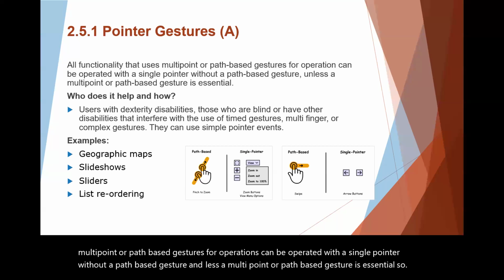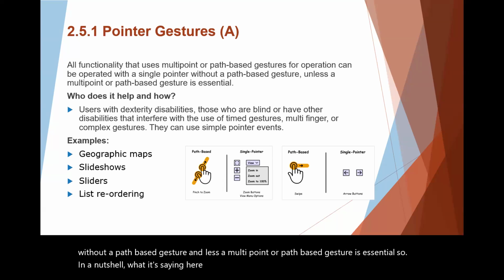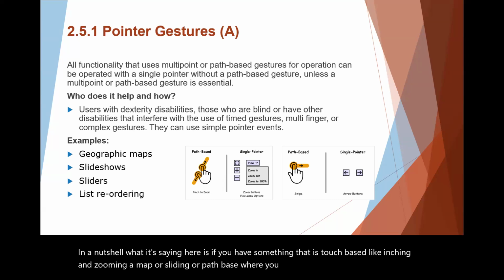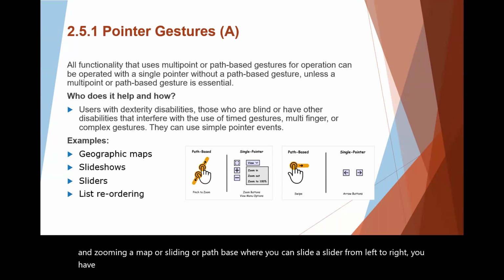So in a nutshell, what it's saying here is if you have something that is touch-based, like pinching and zooming a map, or sliding, or path-based where you can slide a slider from left to right, you have to have the ability to do that in another way that does not require physical touch to do it.